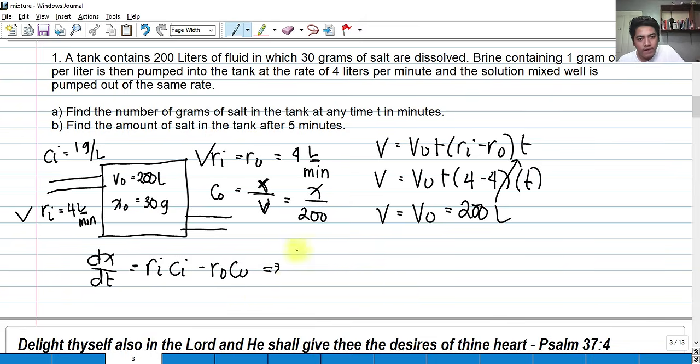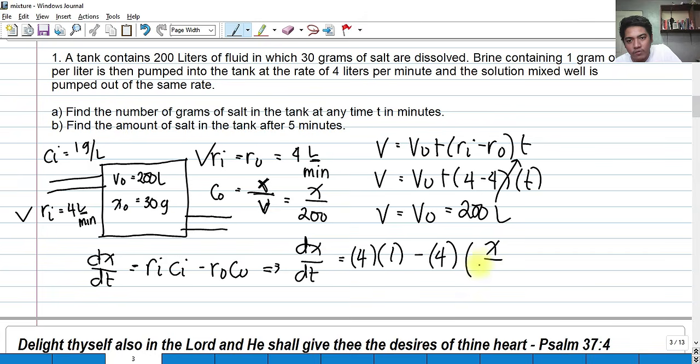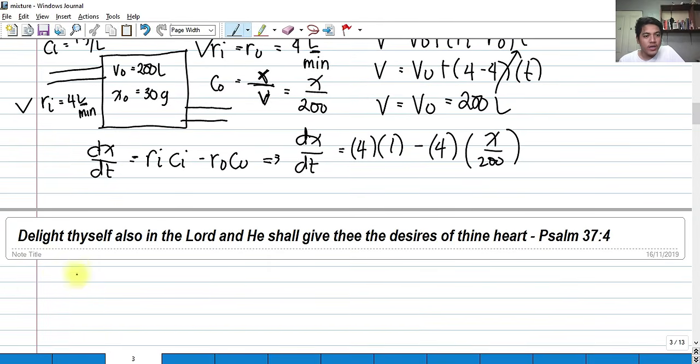So, we have dx over dt is now equal to r sub i. Let me drop the unit. R sub i is 4, where we have c sub i is 1, minus r sub o is 4 also, and our c sub o is x over 200. So as you can see here, we can solve this differential equation. We have dx over dt is equal to 4 minus 4x over 200.